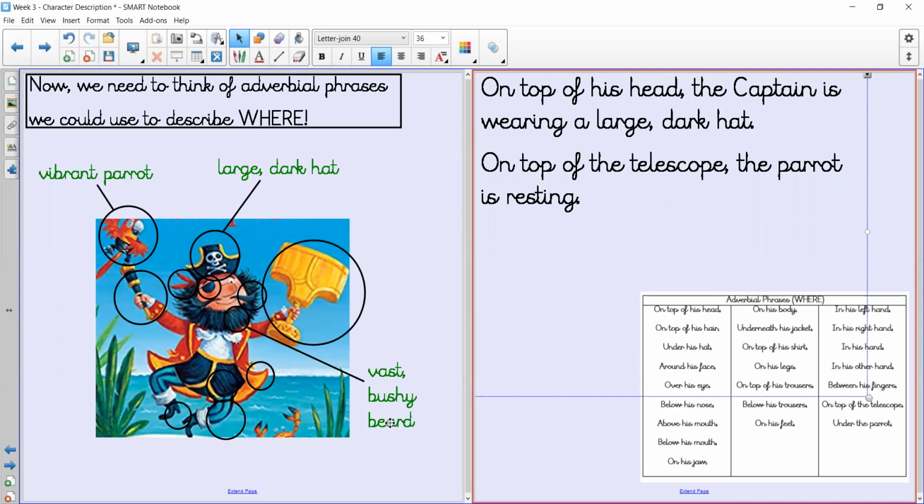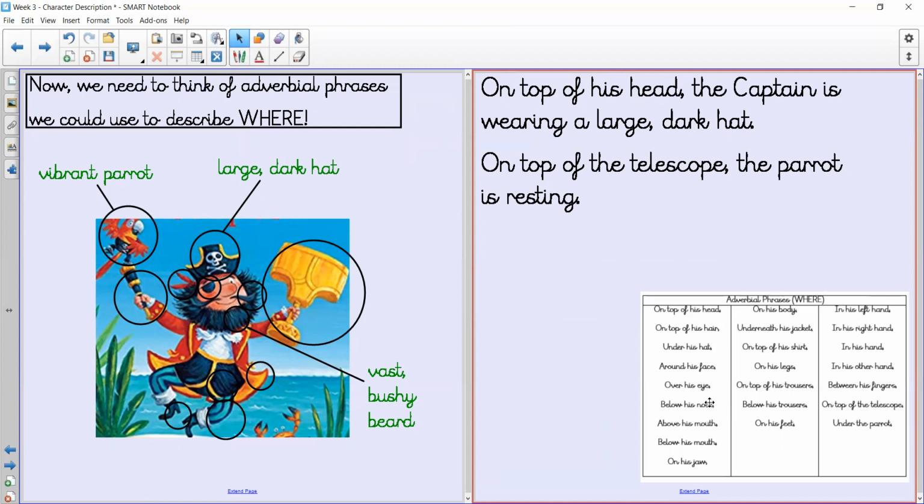Now, I'm going to think about this one down here, the other one that I've labelled, vast bushy beard. Now, where could we say that his beard is? Well, over on Class Dojo, you will find this bank here of adverbial phrases, and I've given you quite a few to help you develop your sentences. So let me see if I can steal one from this bank to write my next sentence. So I want to talk about his beard. Now on this table here, I've sort of grouped them. So this is all to do about his head, these are about his body, and these are about his hands.